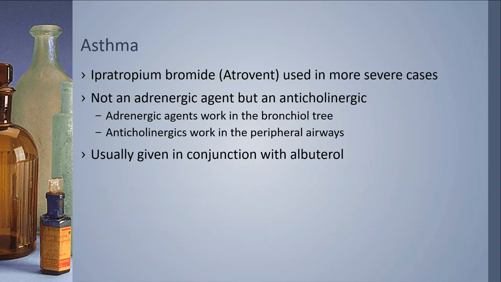Adrenergic agents such as albuterol work more centrally within the bronchial tree to bring about vasodilation. Now, cholinergic agents such as ipratropium are actually more effective in the peripheral airway, so the bronchi themselves, to cause dilation. Adrenergic agents are more effective with asthma, whereas the peripheral action of ipratropium will often give you greater benefits if you've got a patient with COPD.